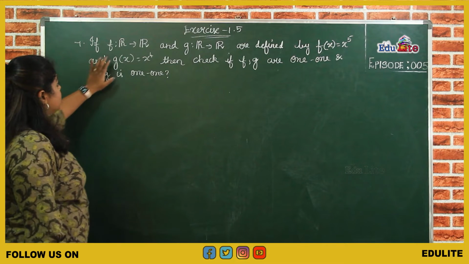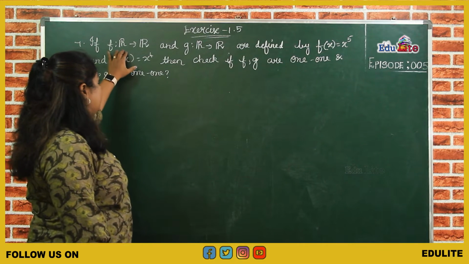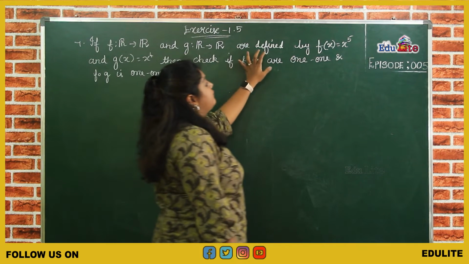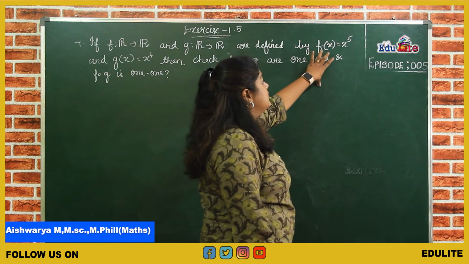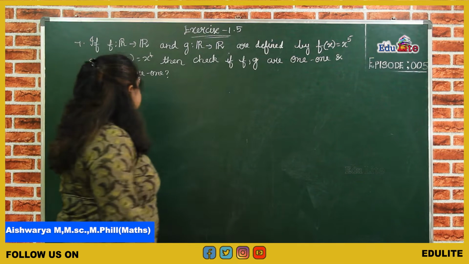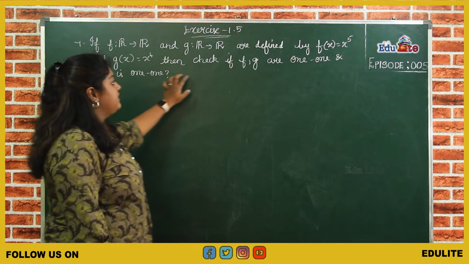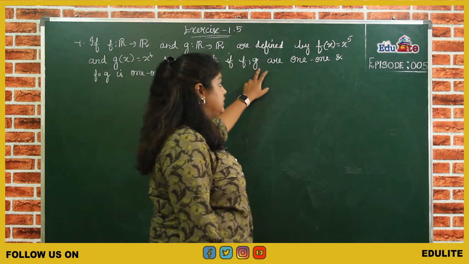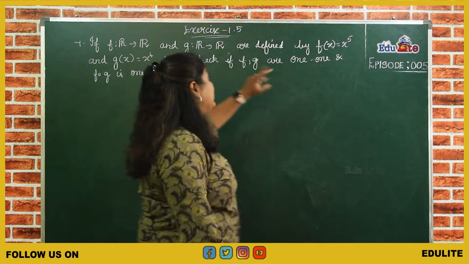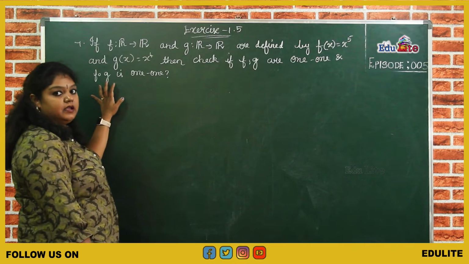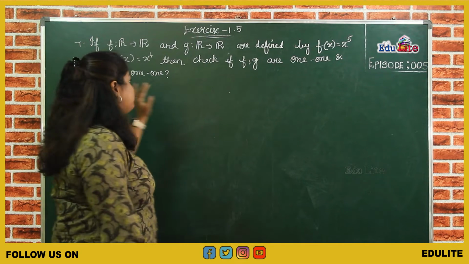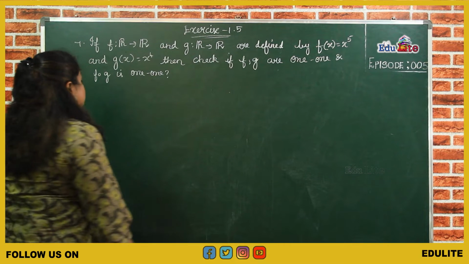So in the seventh problem, f is a mapping from a real number to another real number and g is a mapping from a real number to another real number defined by f of x is equals to x power 5 and g of x is equals to x power 4. Then we have to check whether f is a one-to-one function and g is a one-to-one function. If both are one-to-one, then f composite g will be one-to-one. If any one of these is not one-to-one, then f composite g will not be one-to-one.